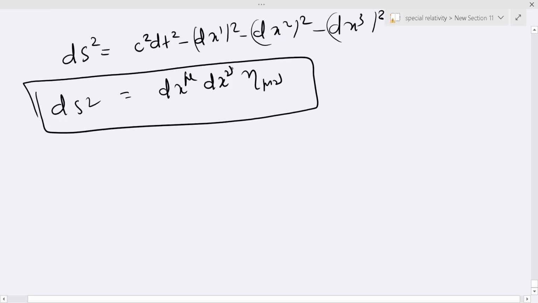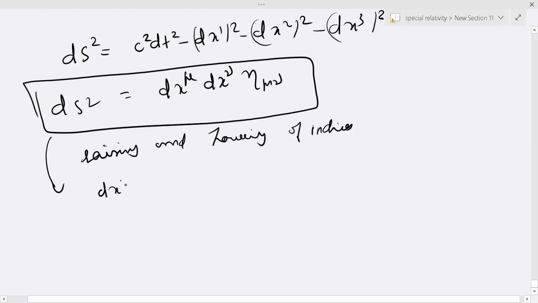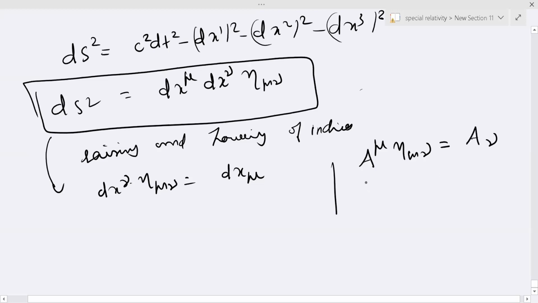Now there's another compact notation. You might already be familiar with this. There's an idea called raising and lowering of indices. This thing can be written as dx^nu eta_mu nu, where nu is summed over, and we can write it as dx_mu. Or simply, if you have a vector a^mu, eta_mu nu a^nu can be written as a_mu. We can see the summation of this. We can just expand this thing, and I'll explain what this means.